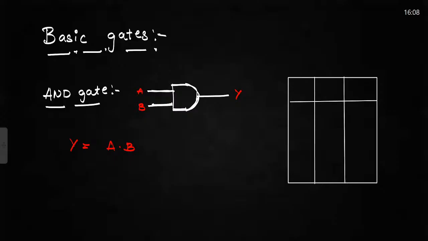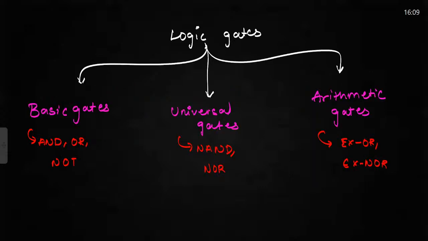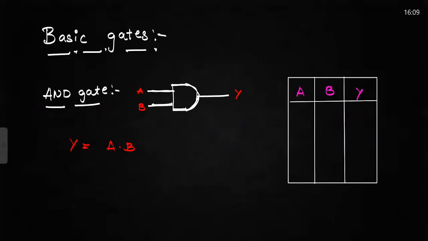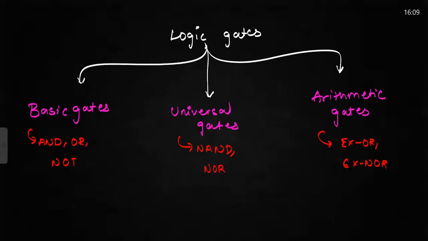So here I am having inputs A, B, and output Y. So what are the combinations? In order to understand logic gates, if I am having a number of inputs, where can I write this? I will write here.